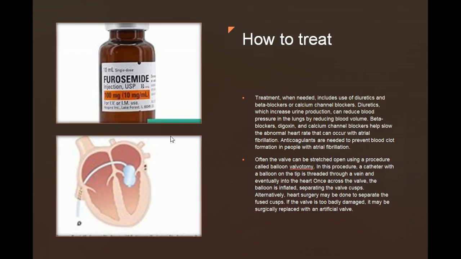If they are in AFib, remember that you will most likely be giving some type of anticoagulant to prevent any blood clots because of that atrial quivering.